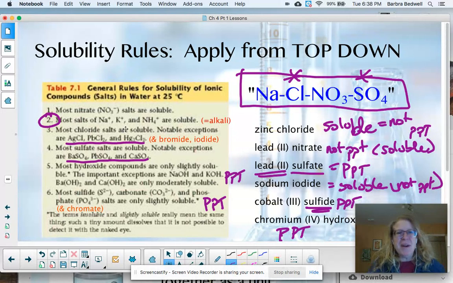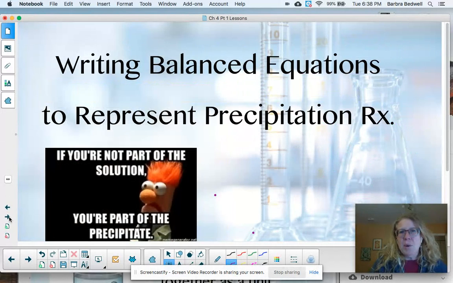Okay, there you go. How to use solubility rules. We're going to put it all together in the next step, how to write these equations and then how to predict what our products are going to be.